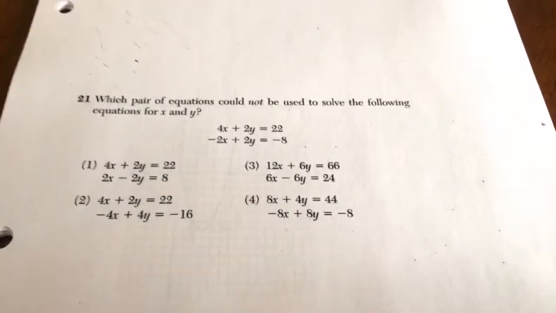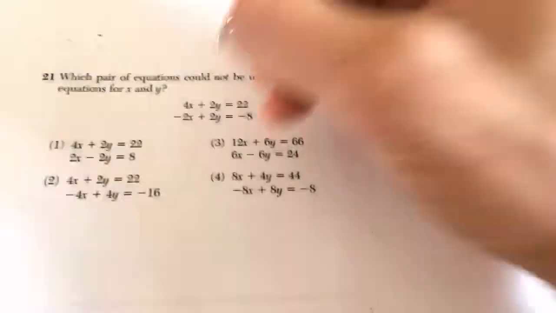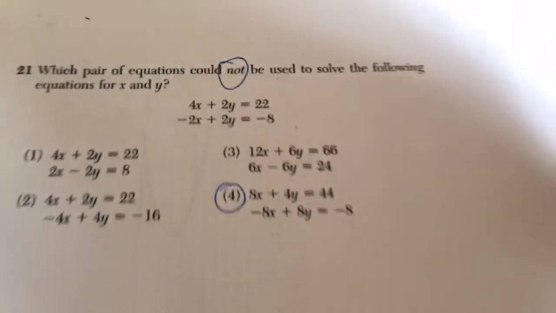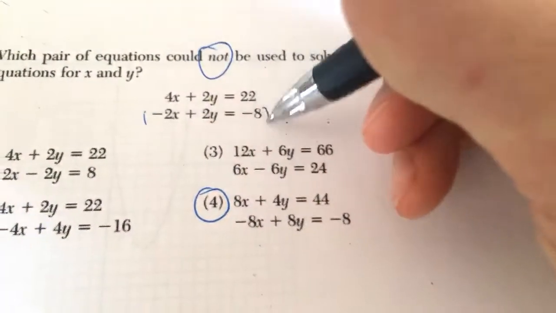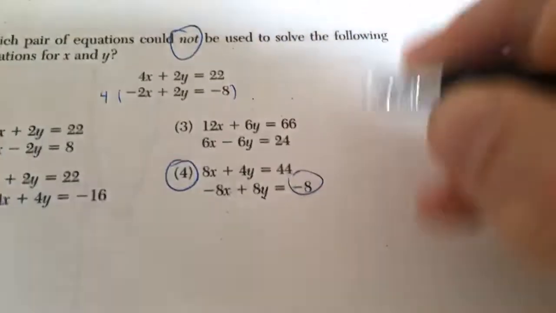Number 21 is a real tricky question. They don't even ask you to solve, they just ask you which one is the right one. For example, which one could not be used. The reason why it's choice number 4 is because it looks like they multiply the entire bottom row by 4. They got negative 8x, they got plus 8y, but this should have been negative 32. Should have been negative 32, but it wasn't.